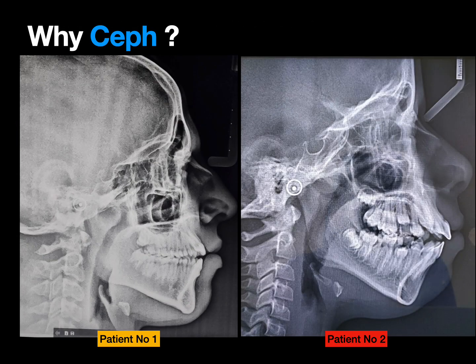Why lateral ceph? These are two lateral cephs of the two patients. Patient number 1 had average incisor inclination in relation to their bases, and patient number 2 has proclined upper and lower incisors. So you should put in mind that for patient number 2 you may consider extraction to correct the open bite.